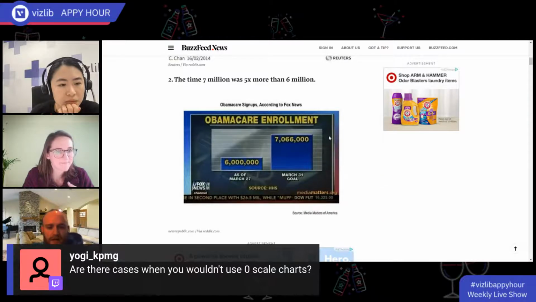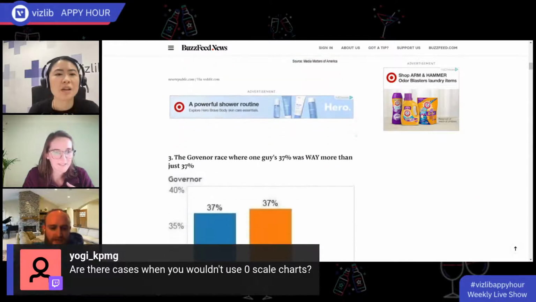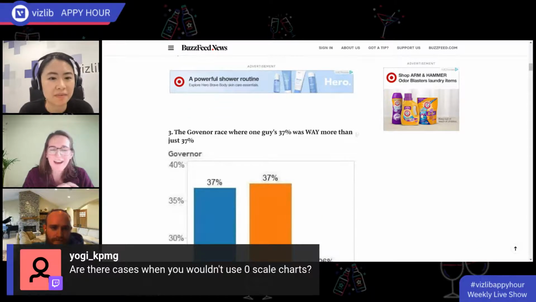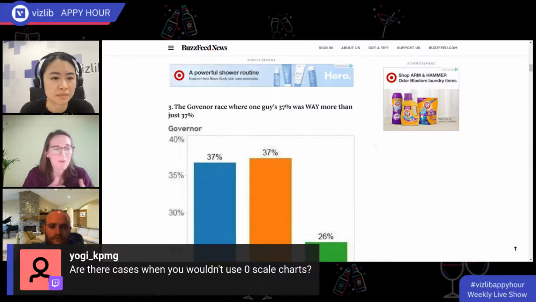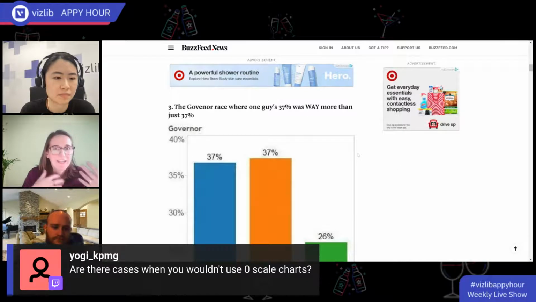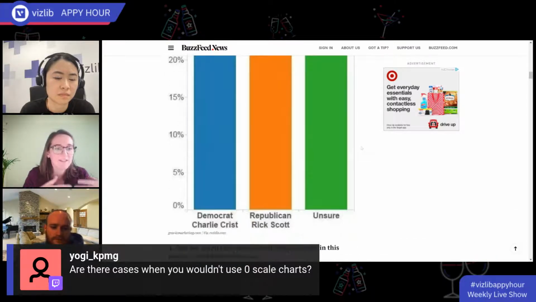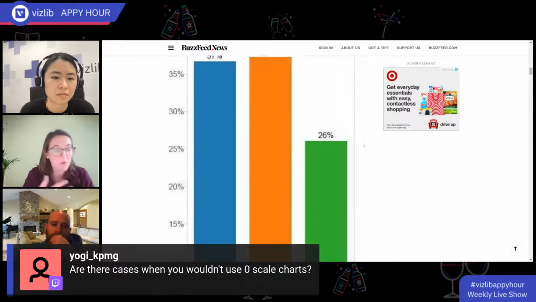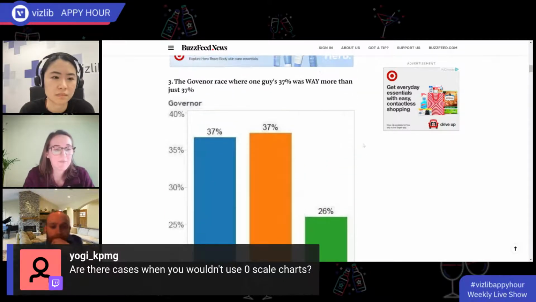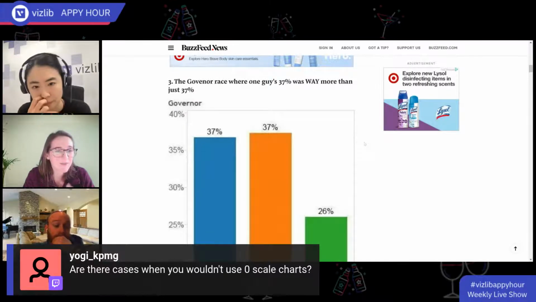But definitely interesting. Yeah, to address Yogi's question, I don't know that I can think of any cases where I wouldn't use a 0 scale. The only one maybe is in more of an infographic where you're trying to be really artistic with your data, and those are usually intended to be read with a lot of intent and spend a lot of time going through the information. So that's maybe the only time I would consider not using a zero scale. What about you guys, though?